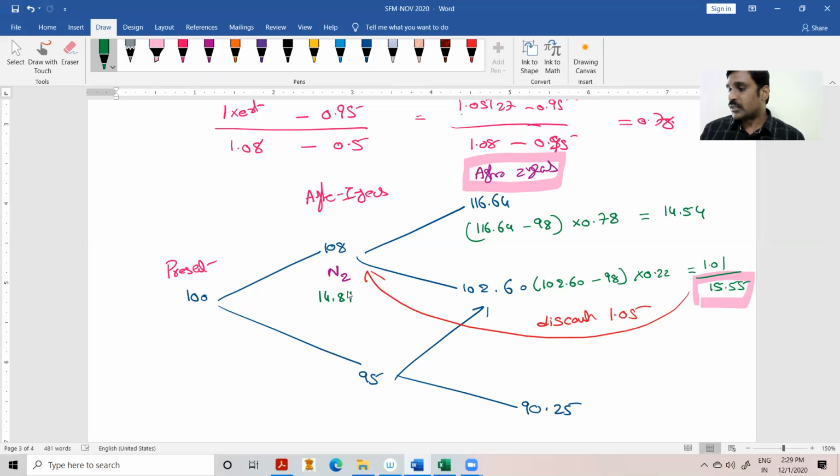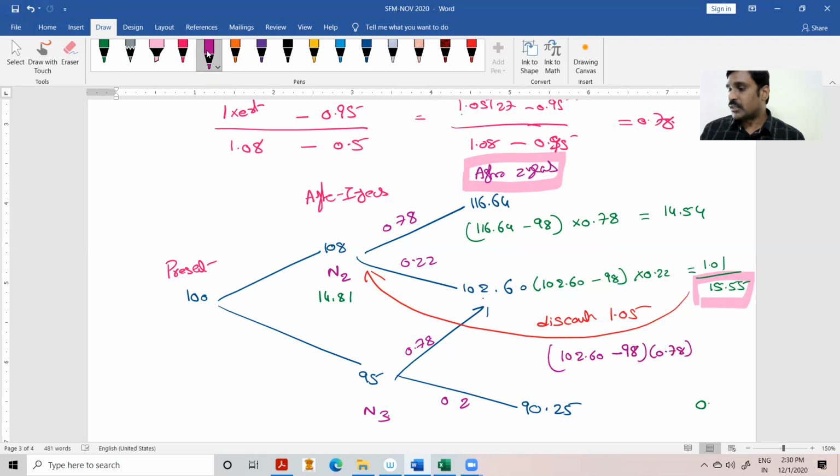Next, here also. So here this will be 0. Here, if I stand at N3, there is a 78% chance of moving up from 95 to 102.6. The 102.60 minus 98 calculation is the same, but I have to use 78% probability, because my starting point is 95.